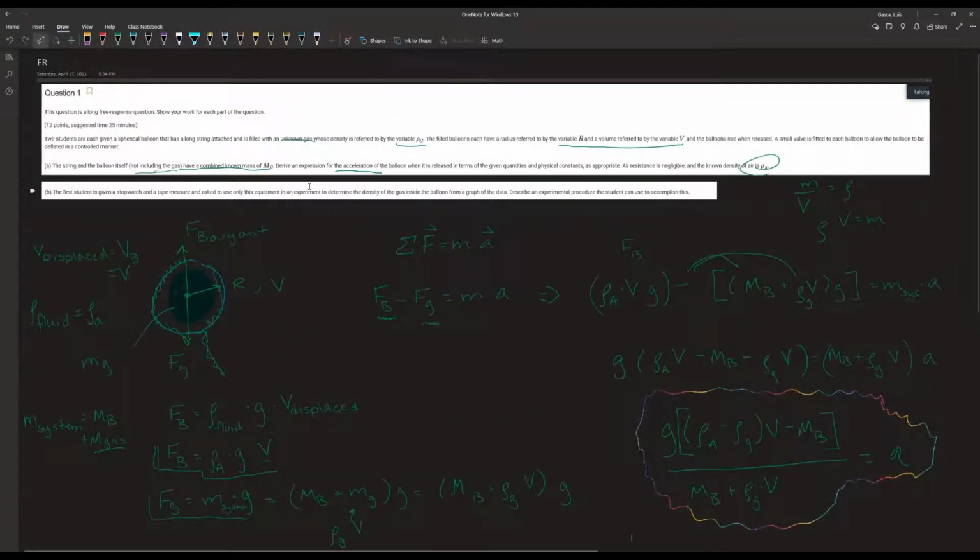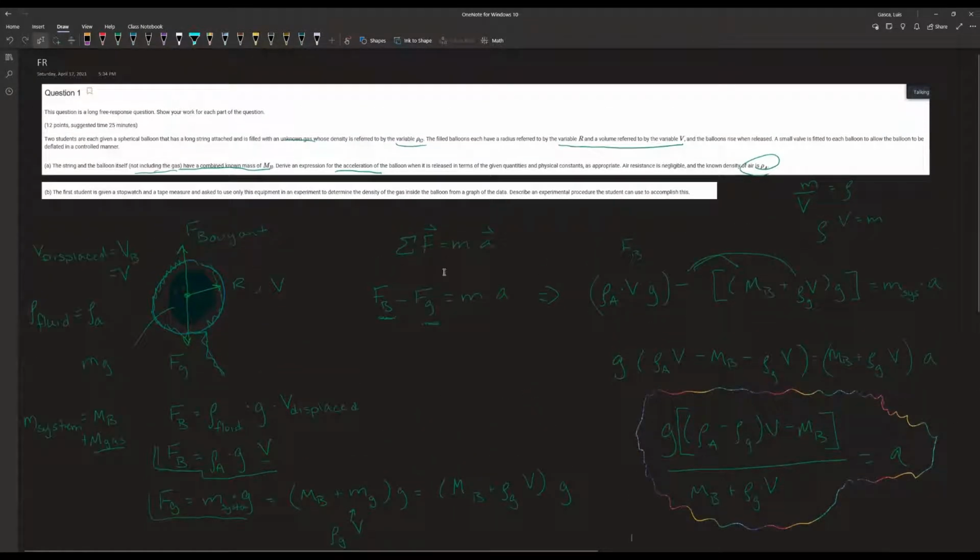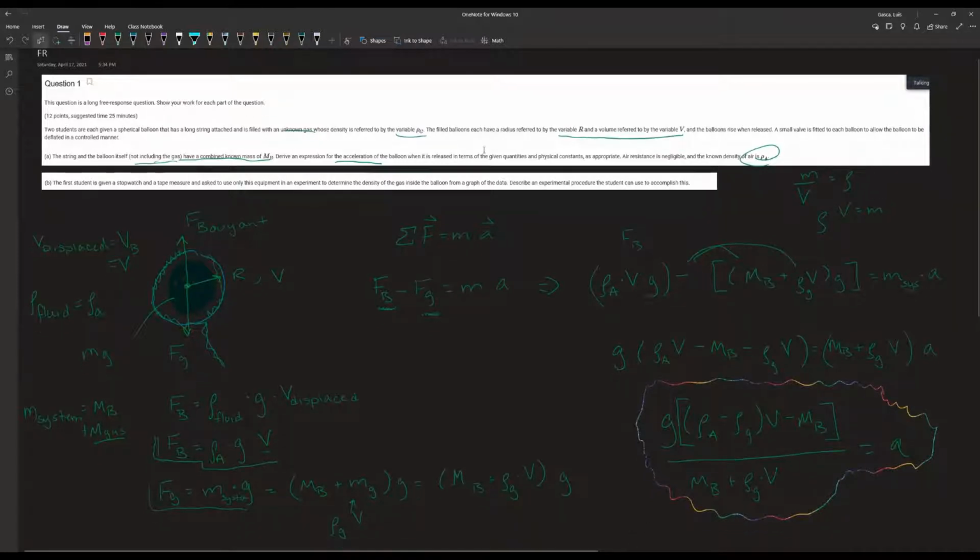So we derived an expression for the acceleration. So here's an equation for that. They're going to be checking if you're just applying the right principles: Newton's second law, buoyant forces, the application of density. And so we can even look at the scoring guideline here to see what they're looking for when grading this.